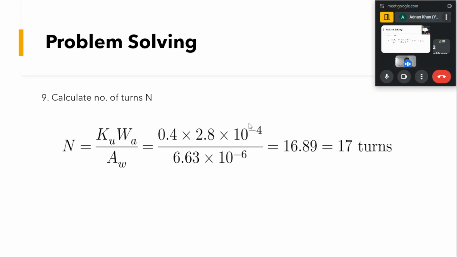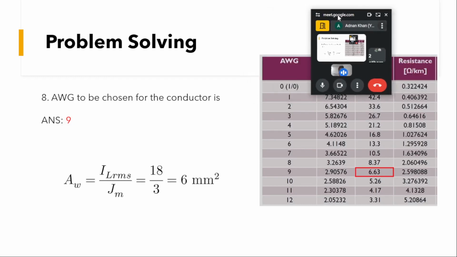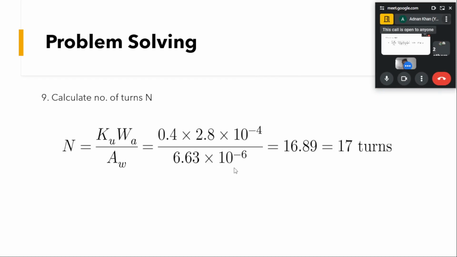So as I told earlier, we have to convert all these parameters into SI units. It was given as 2.8 into centimeter raised to the power 4. So we calculated it in meters, that will be equal to 2.8 into 10 raised to the power minus 4. Also the area of the wire we calculated came out to be 6.63 mm square. So we have to convert that into meters as well. That comes to be 6.63 into 10 raised to the power minus 6.